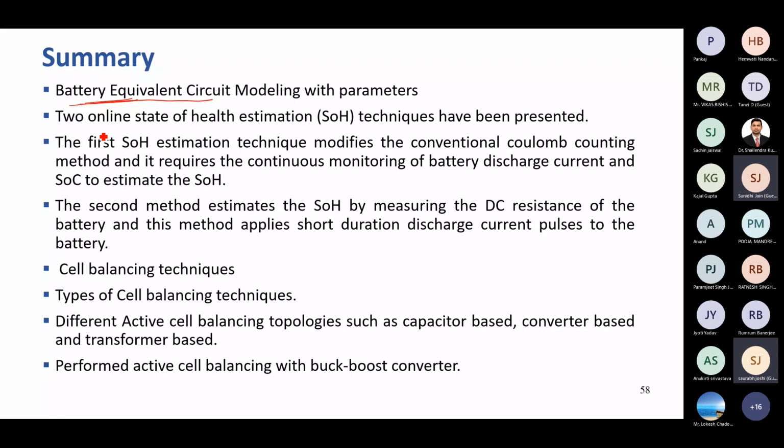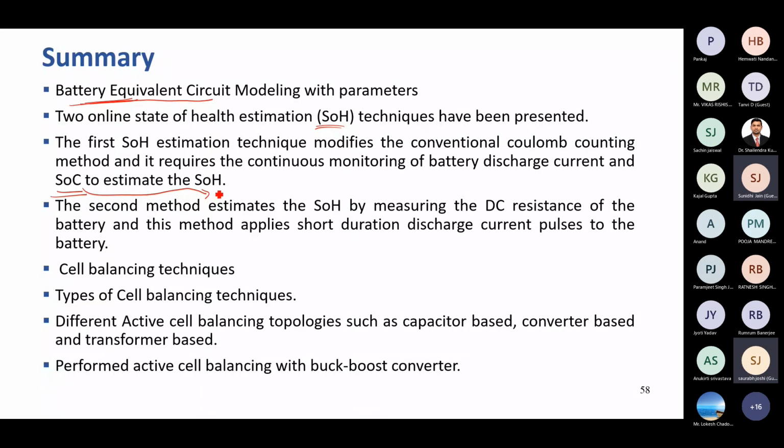And the second one is we have studied the two methods that have been discussed for state of health of the battery. One method is the modification of the conventional Coulomb counting method to estimate initially the state of charge and thereby estimating the state of health of the battery.